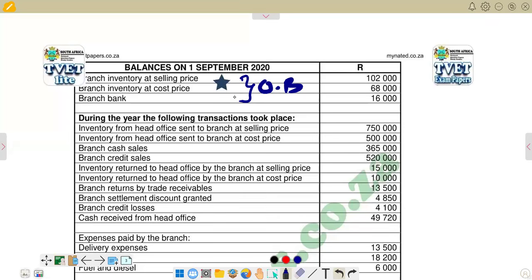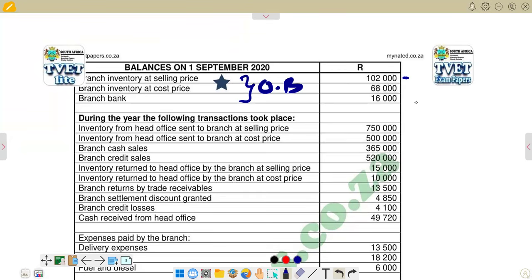So what we are saying is we are given branch inventory at selling price. So this is going to be the opening balance in the branch inventory account. And then remember, in the branch inventory account, we are going to put the values of the selling price. So the selling price represents the opening balance in the branch inventory account. Then in the branch adjustment account, you're going to put the markup value like we have earlier indicated. The markup, we are not given it, but we are given the cost price here.